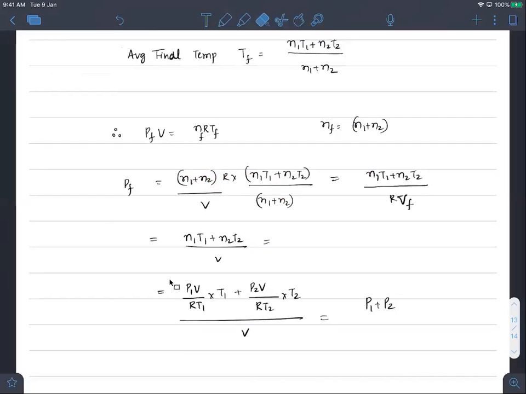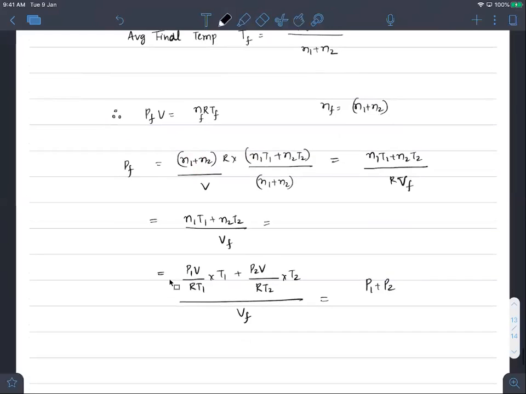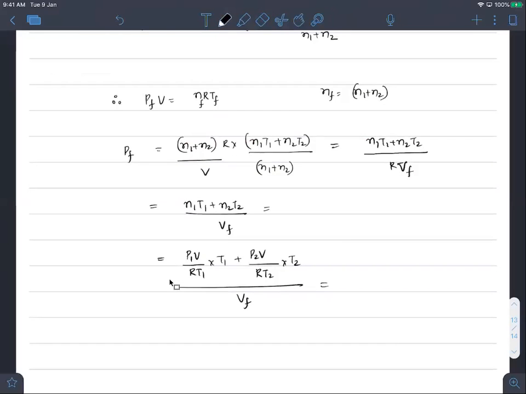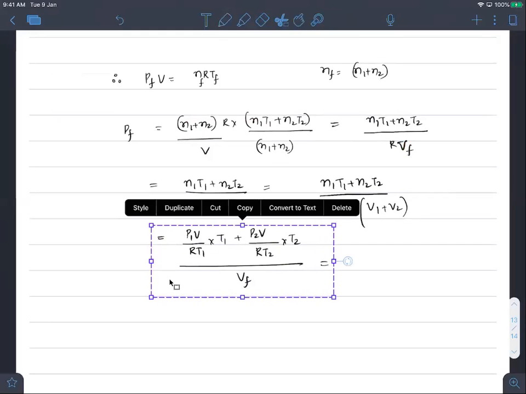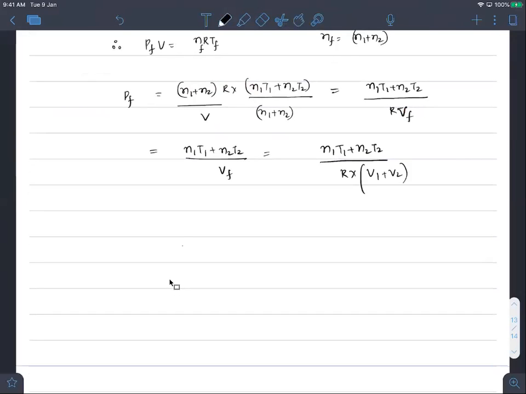Got it? Sorry, I made a mistake here. So this is V final, that is V1 plus V2. You can write either in terms of this V final, depending upon what is being asked, or you can write this as N1 T1 plus N2 T2 divided by R into, because we know V final will be equal to V1 plus V2. Now write everything in terms of V1 plus V2 as a temperature and pressure.